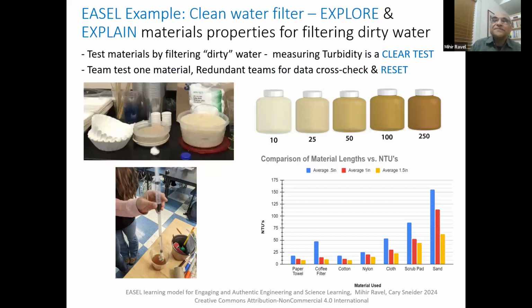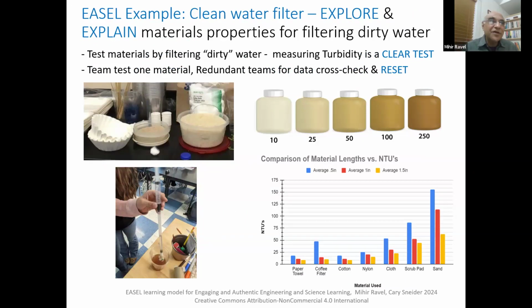The explore step was then break into teams. We didn't say science, and you can certainly say science. We're going to explore the scientific properties of materials for filtering water. And if it's an advanced class, you can look at filtering chemical contaminants, biological contaminants, physical contaminants. It's a 6th, 7th, 8th grade class, and time is tight. Physical contaminants are simpler and easier.